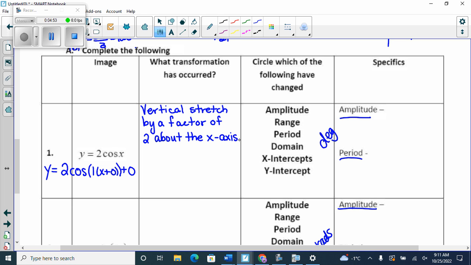It's now becoming 0, 2, right? My range is now between 2 and -2, or -2 and 2, right? And my amplitude, instead of it being 1, is now 2, because my vertical stretch is my amplitude. We agree? So what's changing? My amplitude, my range, and my y-intercept. Now the amplitude, you guys did this yesterday, the amplitude is 2, because my vertical stretch is my amplitude.